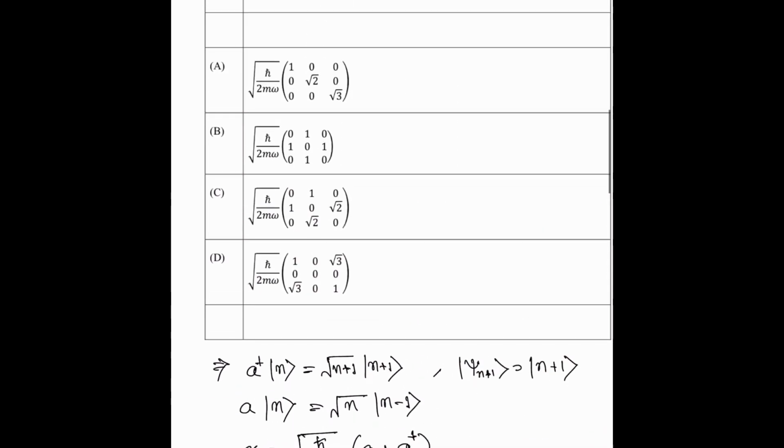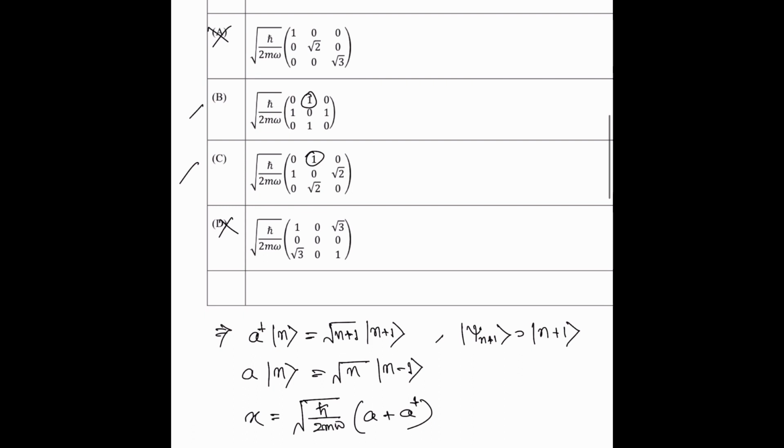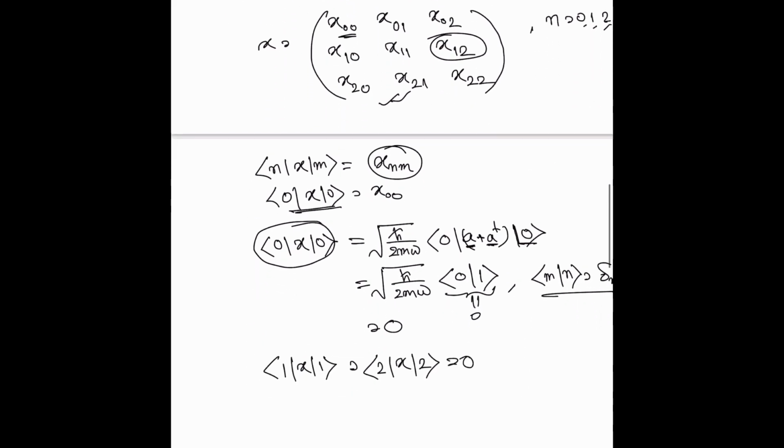So options A and D are ruled out because here all the diagonal elements are not 0. So we are left with only option B and option C. Since these terms are equal, let's compare the term that is different in these two options, that is x12.